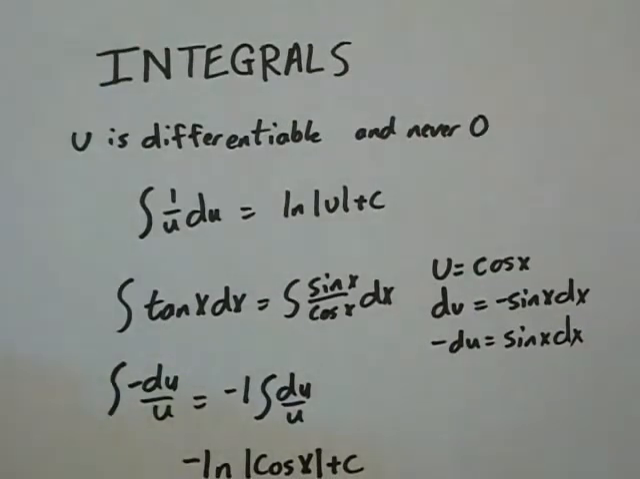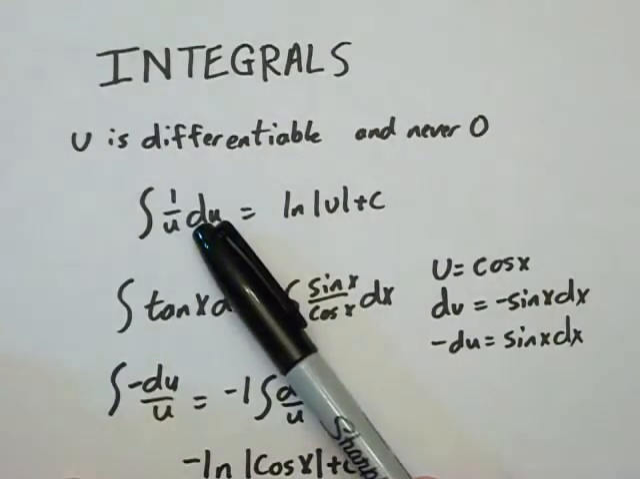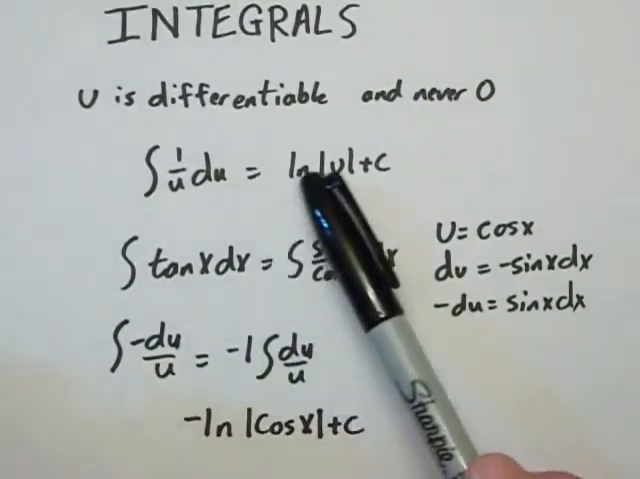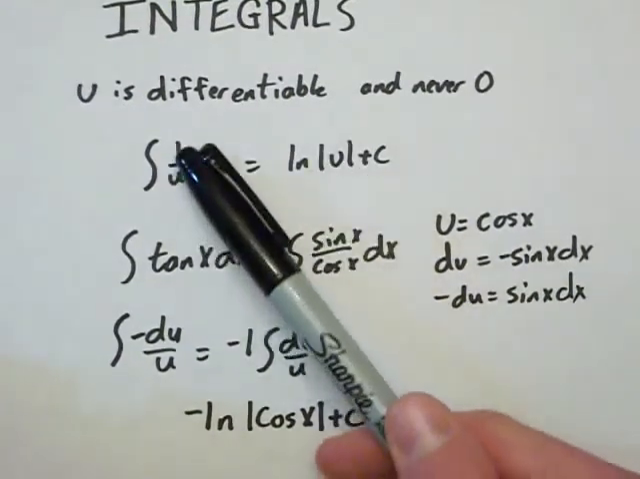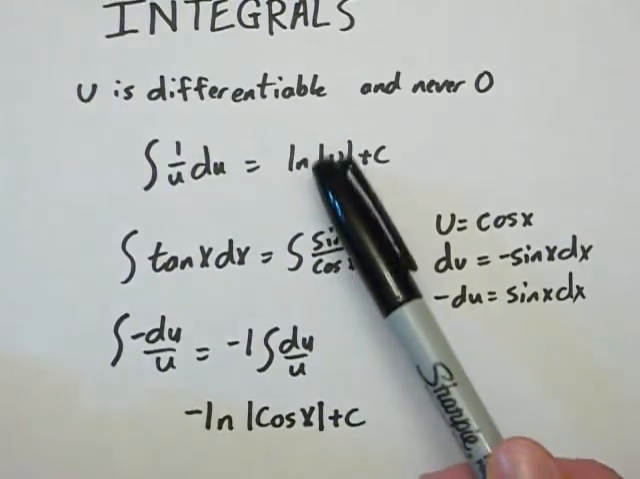Integrals. u is differentiable and never 0. Now, the integral of 1 over u du is really the opposite of the derivative, correct? So if we take the derivative of ln u, it will equal 1 over u. Therefore, the integral of 1 over u du equals ln of u plus c.